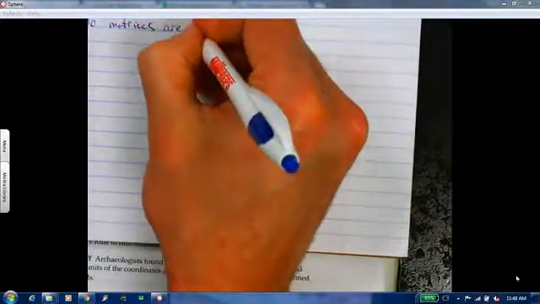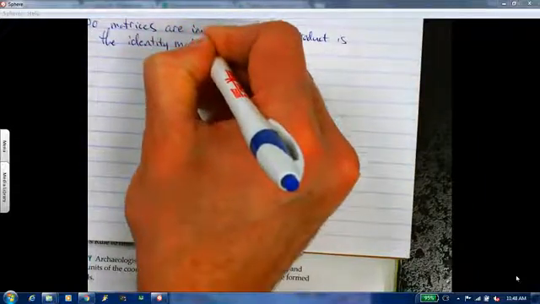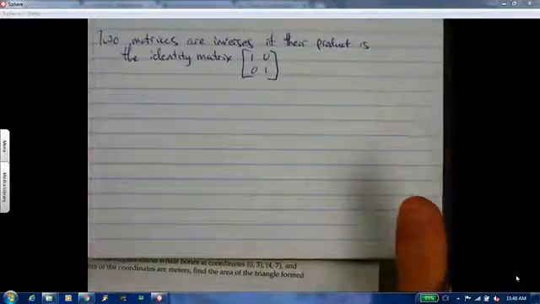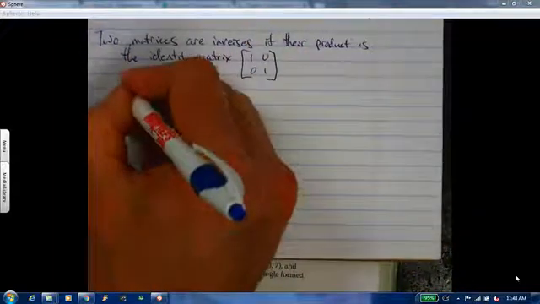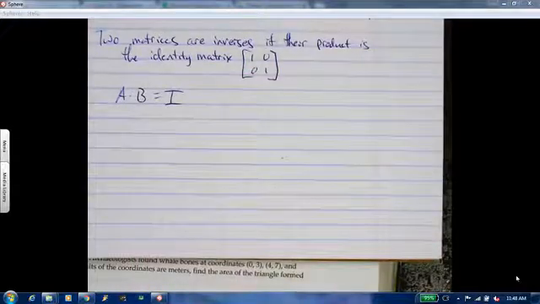And you can use your calculators for that again. Two matrices are inverses if their product is the identity matrix, which would be 1, 0, 0, 1. Because the identity matrix, you can multiply by that, and that doesn't change anything. So you'd have to take A times B, and it has to equal I, the identity matrix. So it's going to be two 2x2 matrices.